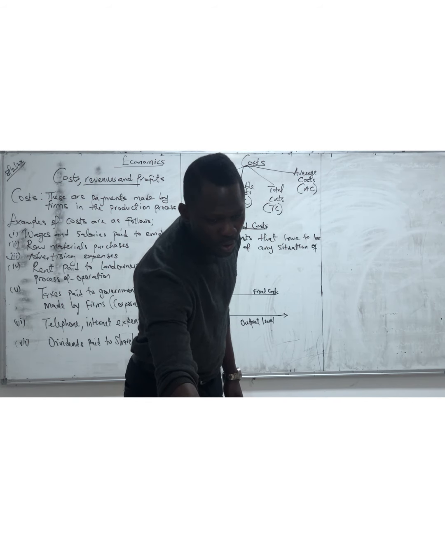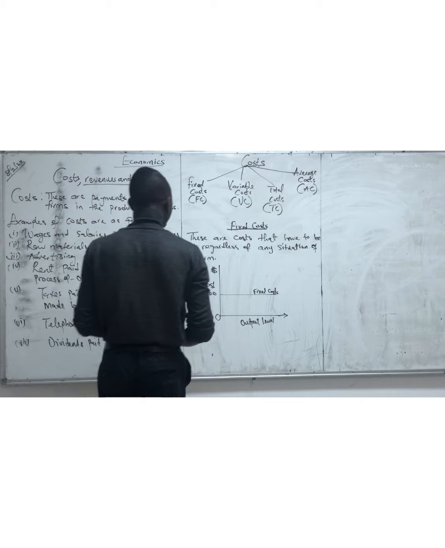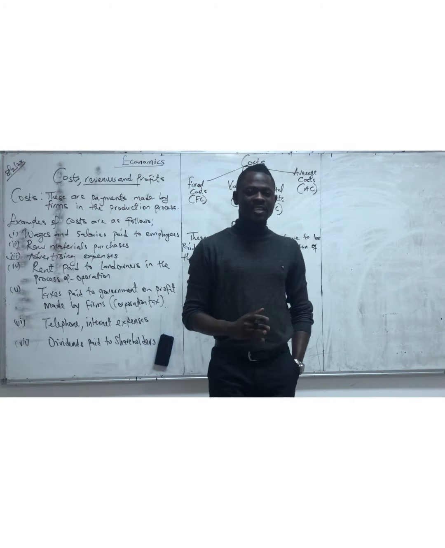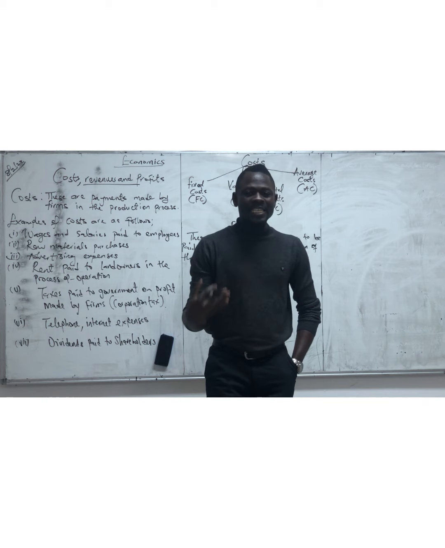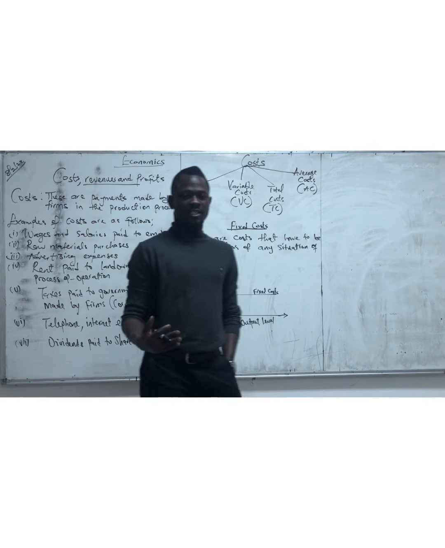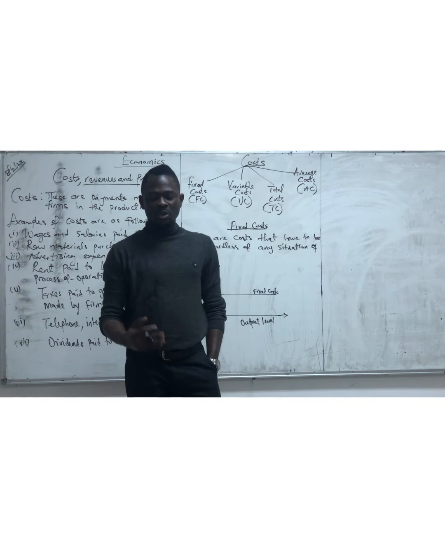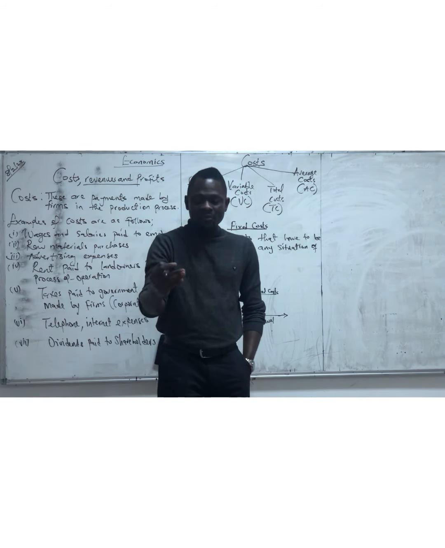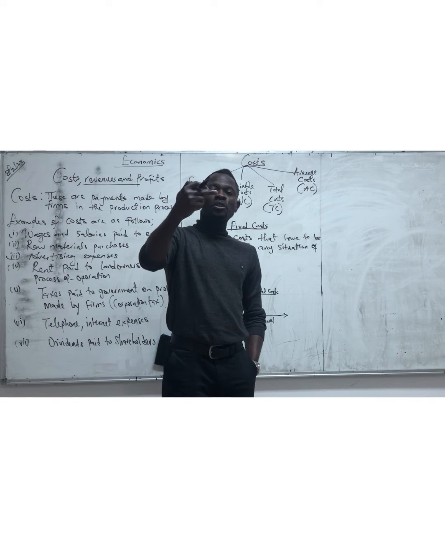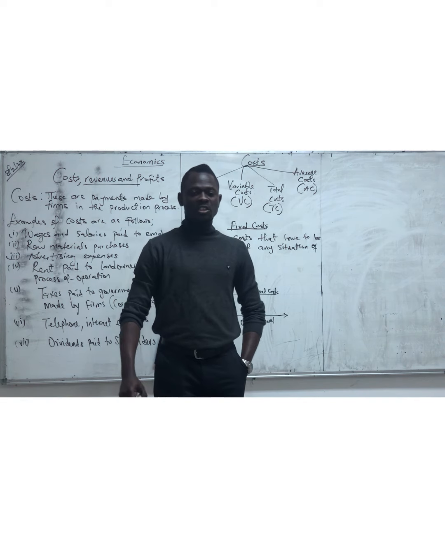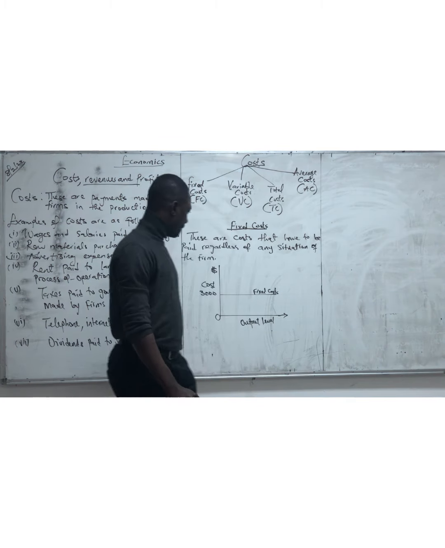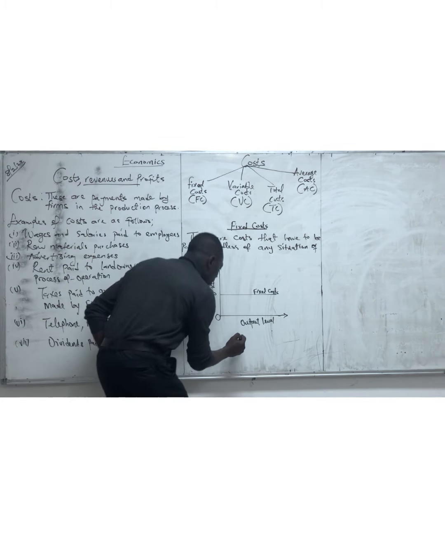So we go to variable costs. What are variable costs? Variable costs are costs that change as the level of output changes. So this cost of production changes as soon as the level of output changes. The more you produce, the higher your cost of production. Is it clear? Okay, so we'll go to variable costs now.